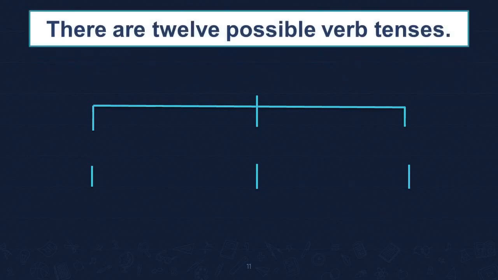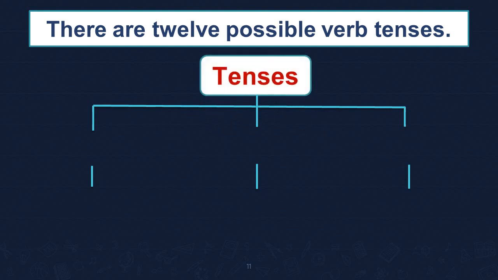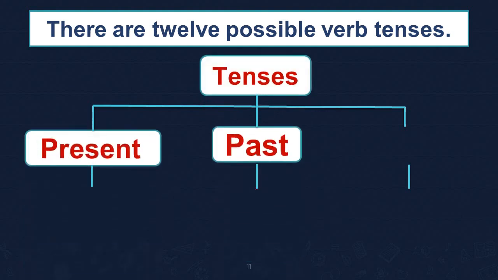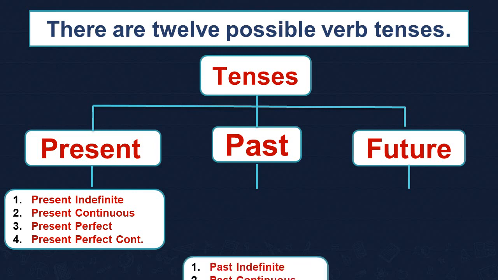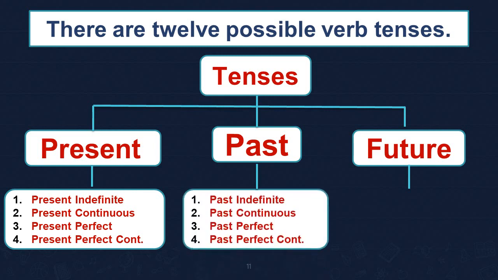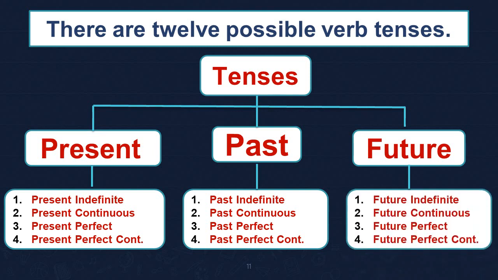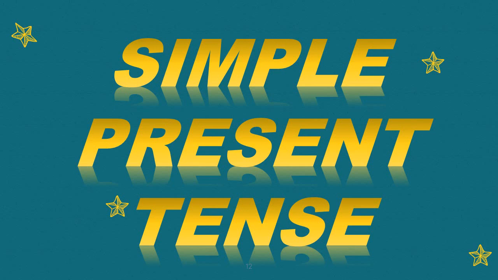There are 12 possible verb tenses: present, past, future. Present indefinite, present continuous, present perfect, present perfect continuous. Similarly, past indefinite, past continuous, past perfect, past perfect continuous. In the same way, future indefinite, future continuous, future perfect and future perfect continuous.